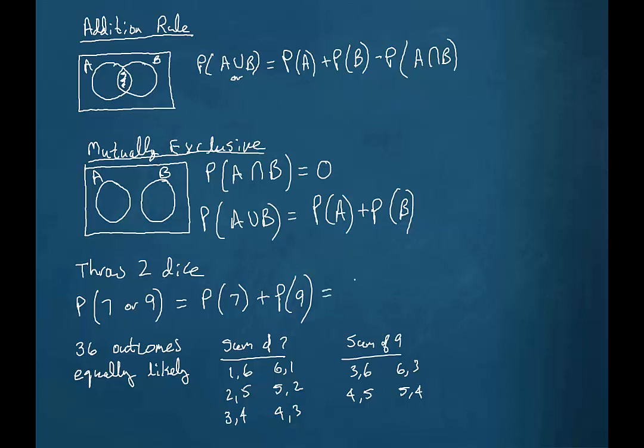So the probability that I would throw a sum of 7 would be 6 out of 36. There are 1, 2, 3, 4, 5, 6 favorable outcomes divided by 36 equally likely outcomes. And then I'll add to that the probability that I would throw a 9, and there are 1, 2, 3, 4 favorable outcomes divided by 36 equally likely outcomes. So we would have a probability of 10 out of 36, which could be reduced to 5 out of 18.